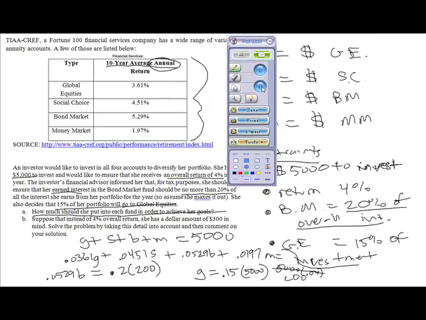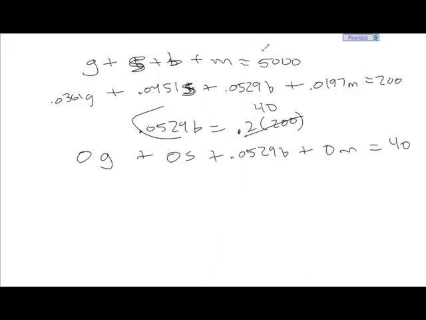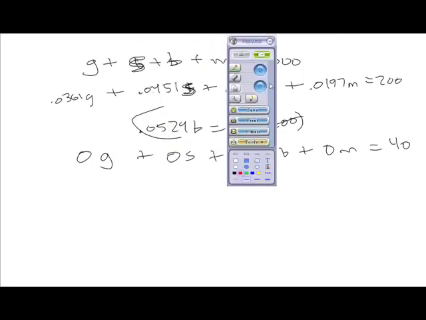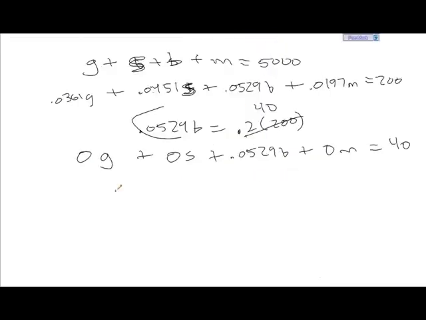Finally, we have G equals 15% of 5,000. And what's 15% of 5,000? So we already know what G is. It's $750. But that's okay. We're still going to use it as a constraint. G equals $750, but we can still put 0S, 0B, plus 0M.